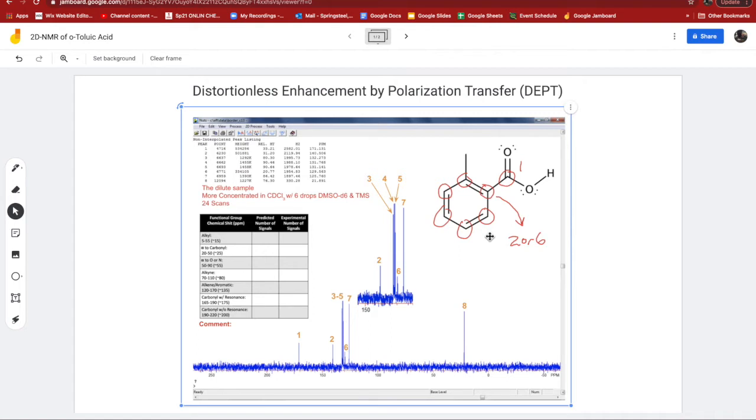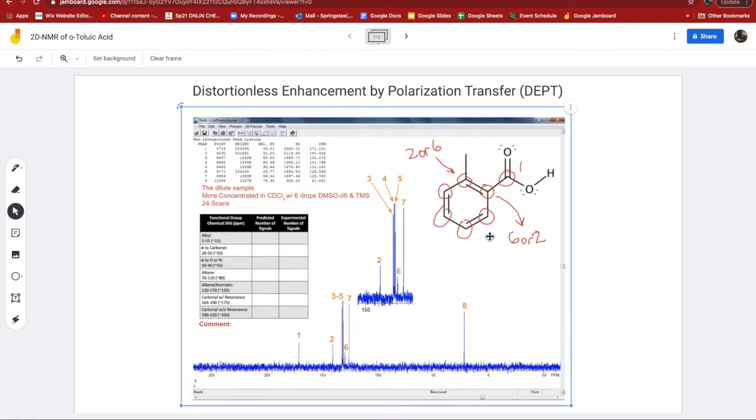Wait, no. I think this one's going to be, my guess is this one will be 2. So I'll put 2 or 6 here, 6 or 2 there. And you can look it up, see if I'm right on SDBS.